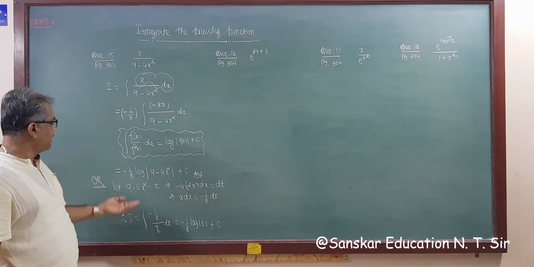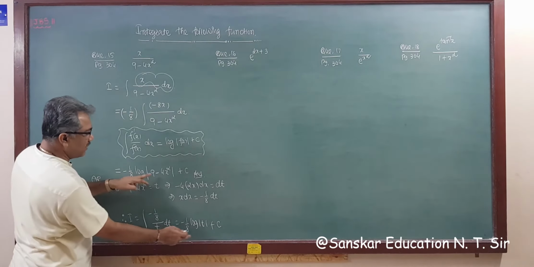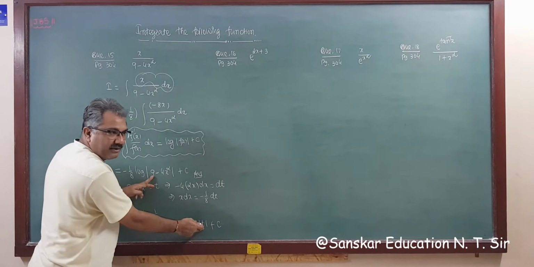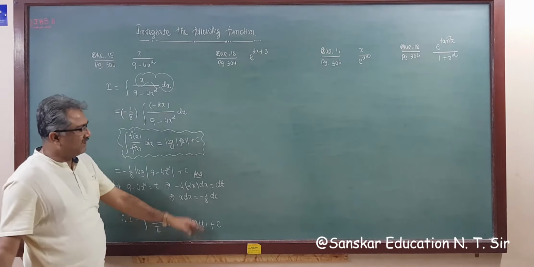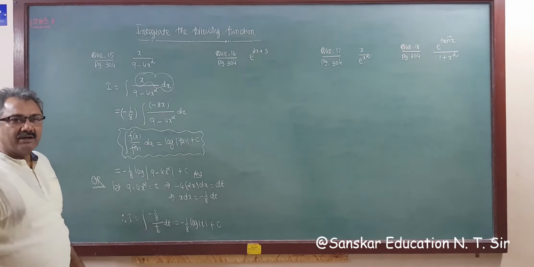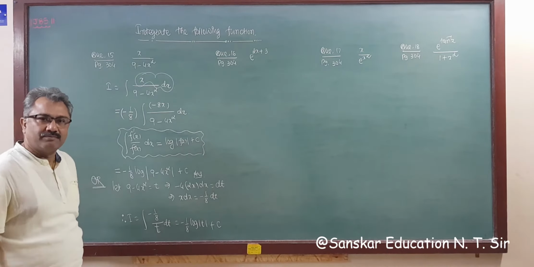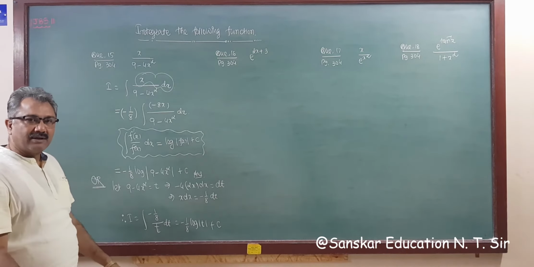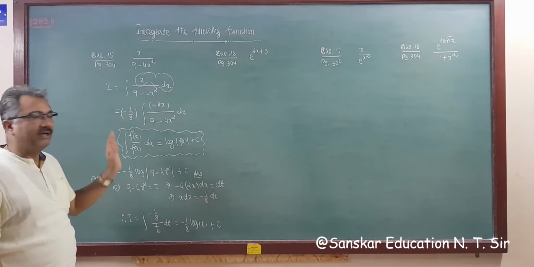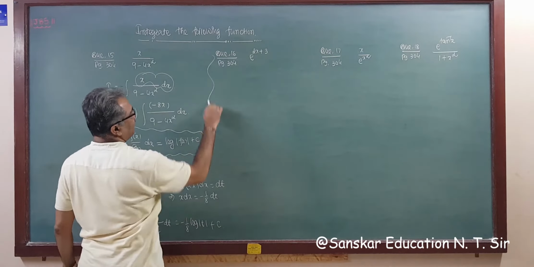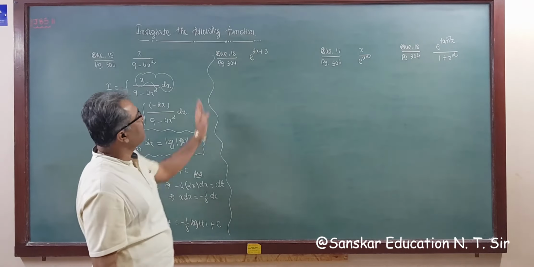What do you get here? See, both answers are the same. You have to substitute the remaining value here, and we will get the same answer, right? So whichever method you use, you get the answer, right? But the method should be correct.